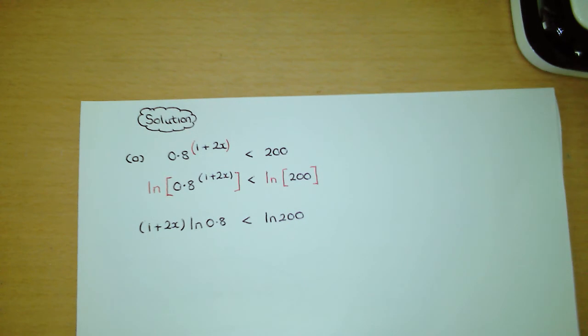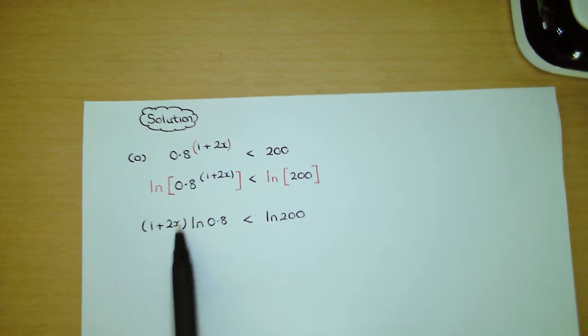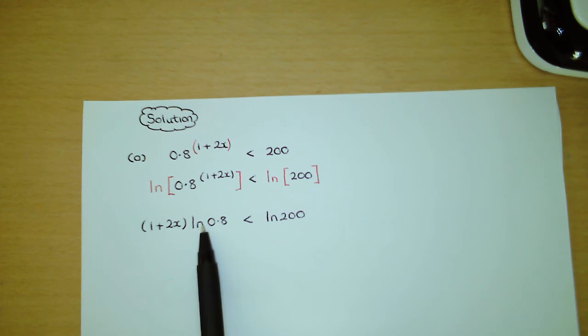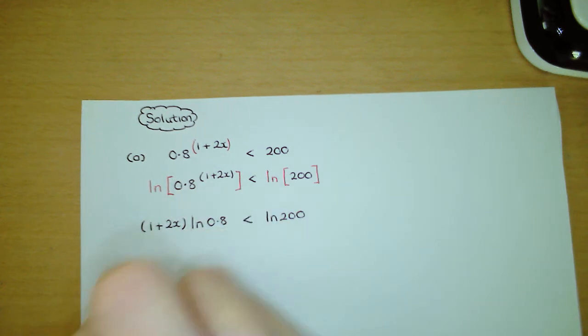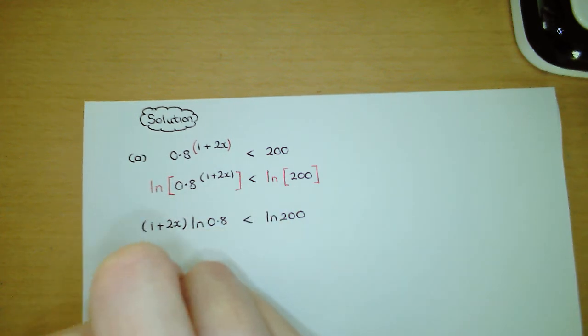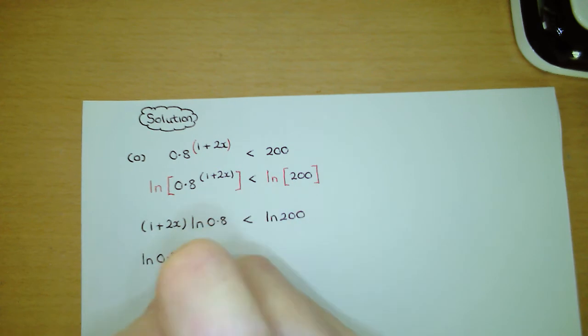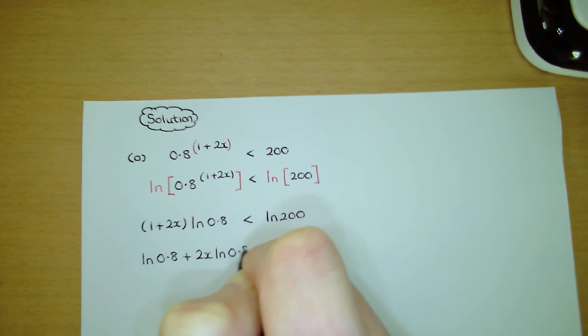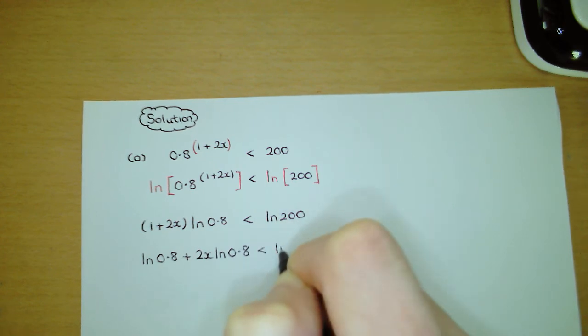Now, at this stage, of course, we want to try and get x. We have two options here. What you could either do is divide both sides by natural log of 0.8, or you could multiply out the brackets and then make x the subject. What I'm going to do is multiply out the brackets. So I'm going to get 1 times natural log of 0.8, so that's going to be natural log of 0.8, plus 2x times the natural log of 0.8, and that's less than the natural log of 200.